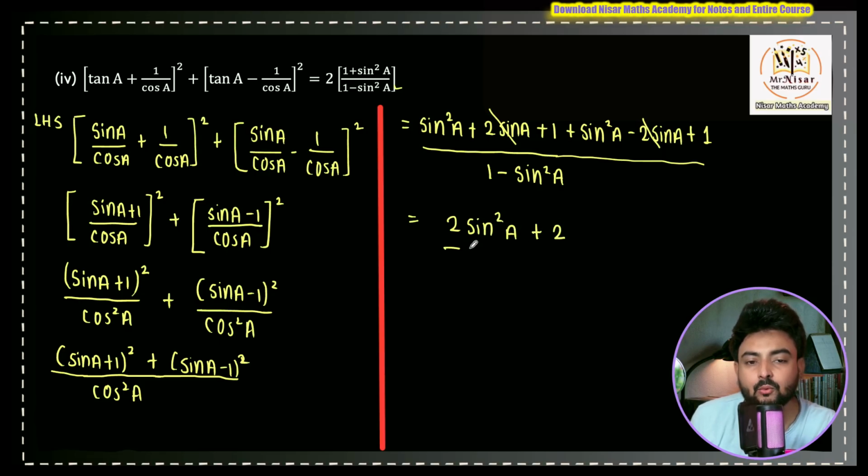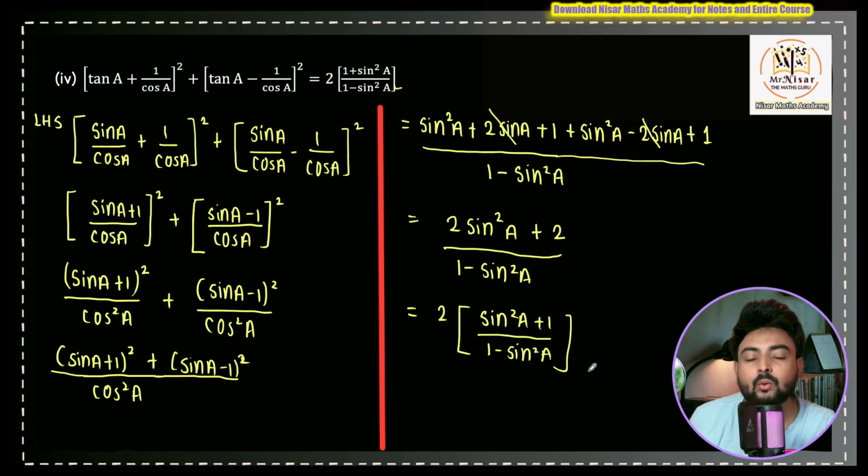This 2 will come common outside the bracket. Yes. So 2 in the numerator, in both the terms 2 taken common outside. So we are left with, in the numerator, sin square a plus 1, and in the denominator we have 1 minus sin square a. Okay, I hope it is quite clear to you and it was an easy question. Let's go ahead for the next question.